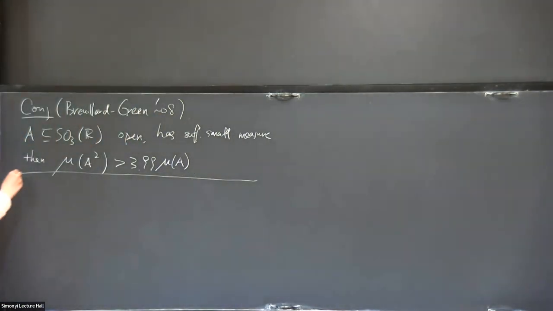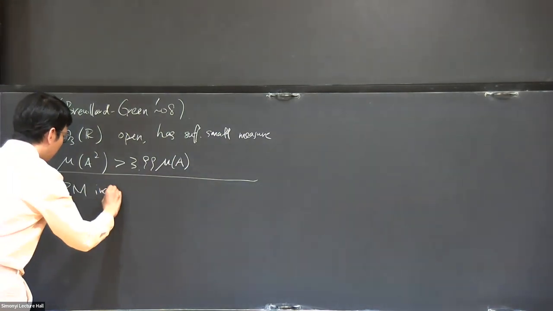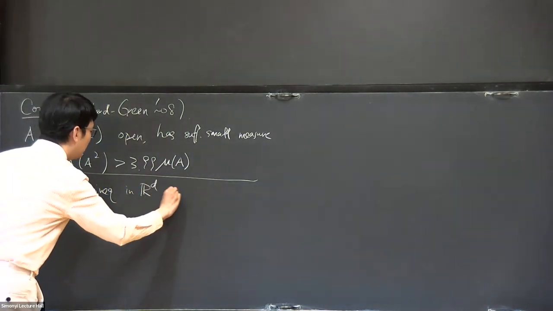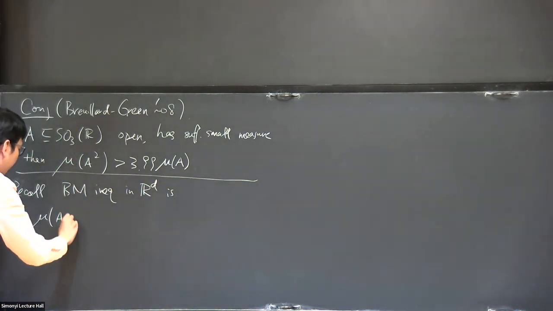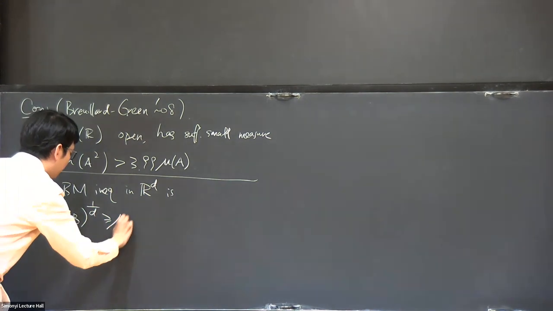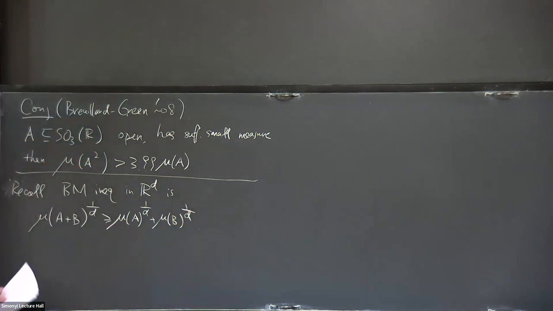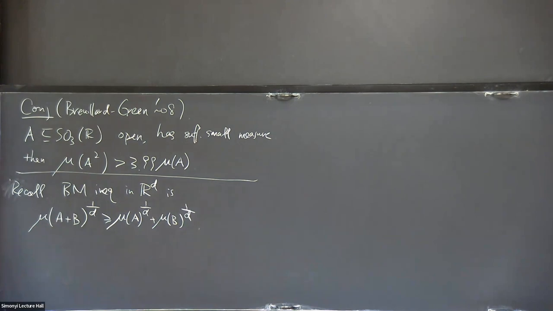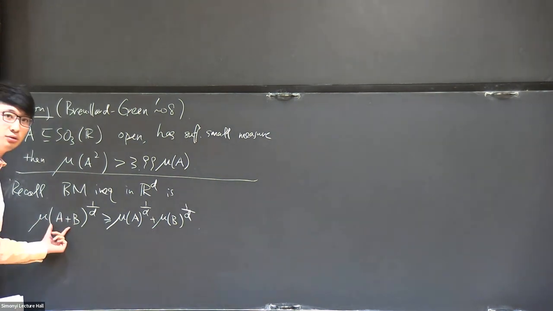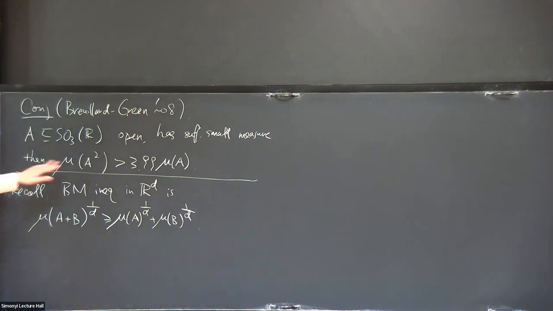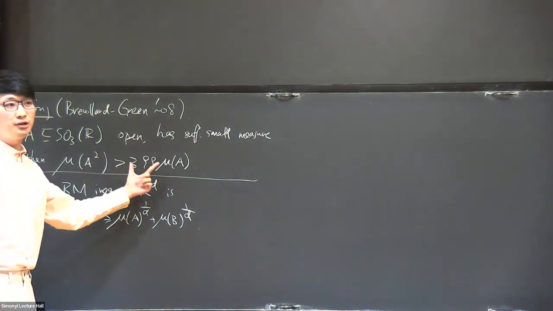Let me try to explain Brunn-Minkowski. In this talk, I will probably mention Brunn-Minkowski a couple of times, so maybe I should remind you. The Brunn-Minkowski inequality in Euclidean space R^d says the measure of A plus B, to the power 1 over d, is at least the measure of A to the 1 over d plus the measure of B to the 1 over d. Here we assume A and B are subsets and they are all measurable. You can see when A equals B, we have this factor 2 to the d. That's why we expect something like 4. And later on, I will give you some other examples showing that 3.99 is actually necessary. You cannot improve it to 4.